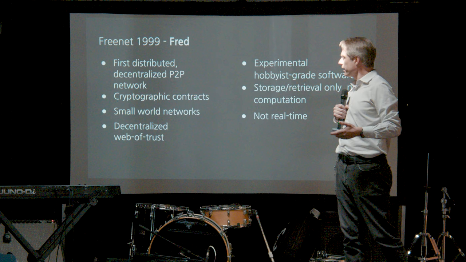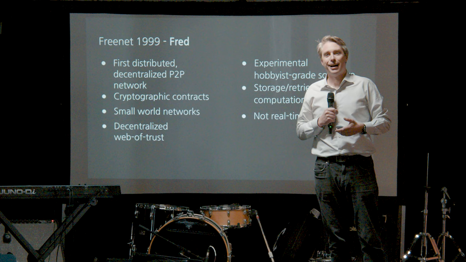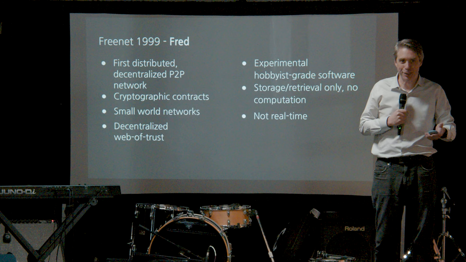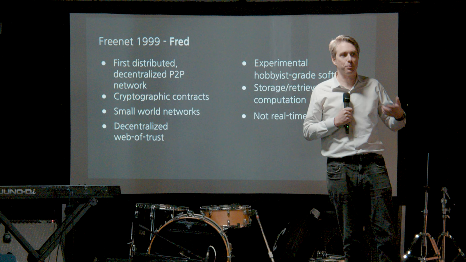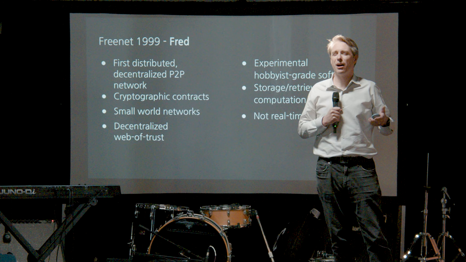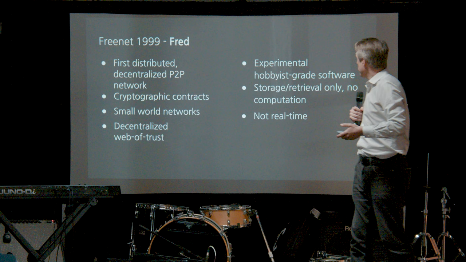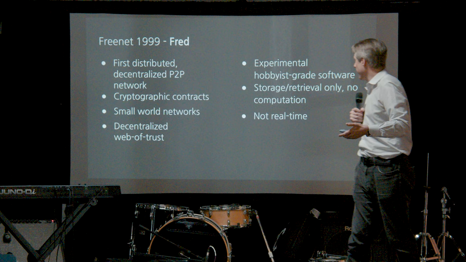But on the negative side, Freenet was always really kind of hobbyist-grade software. It was very experimental. We were all kind of computer science types, not user interface type people. And so it was hard to use, and most of the people using it were kind of privacy enthusiasts. Freenet also worked like Dropbox in that you could put information in it and you or other people could later retrieve that information, but it couldn't do any computation beyond that. And it also couldn't do real-time communication.